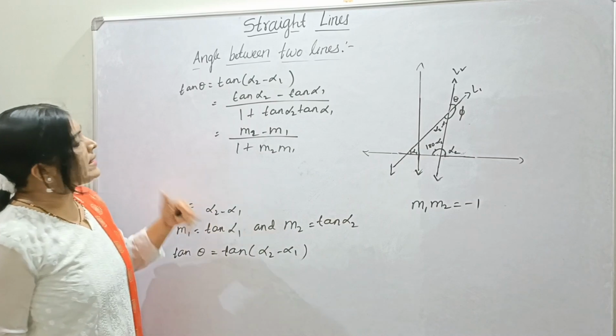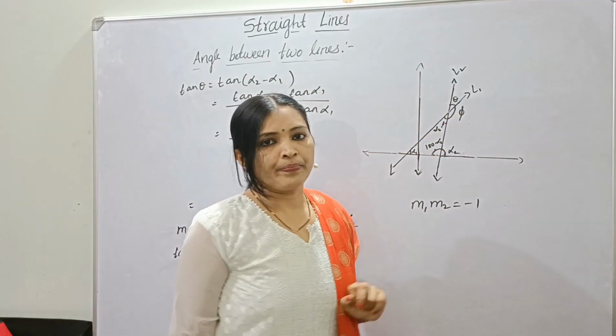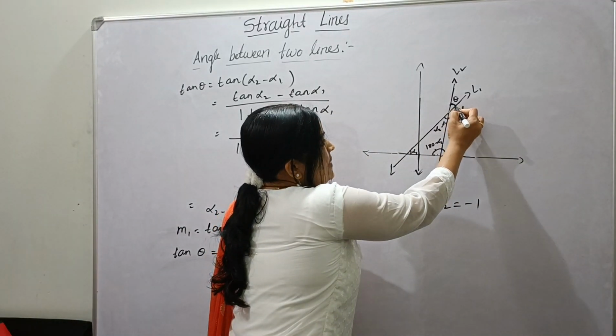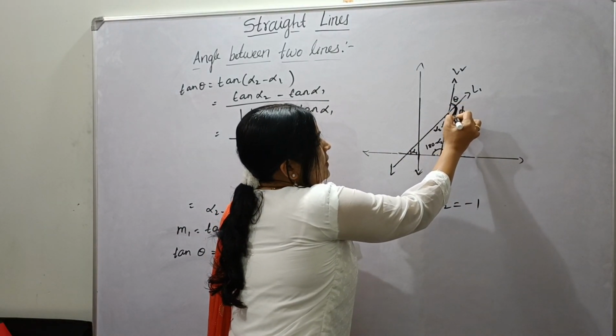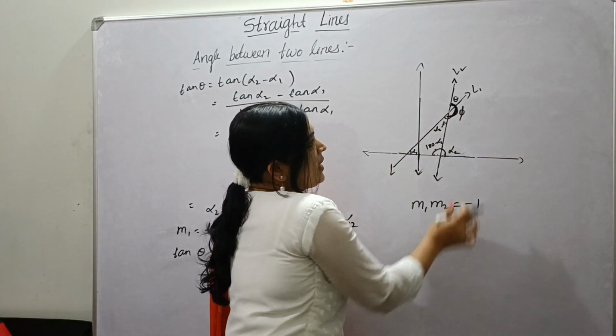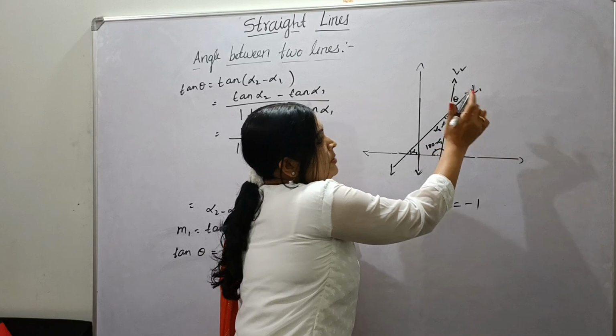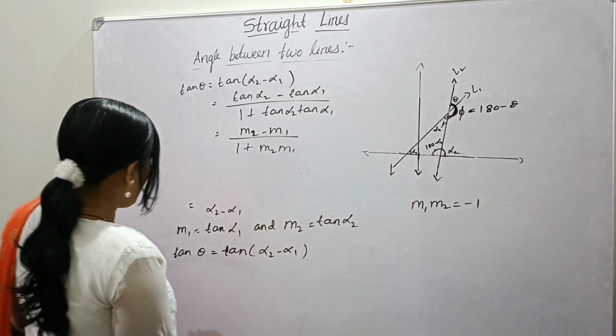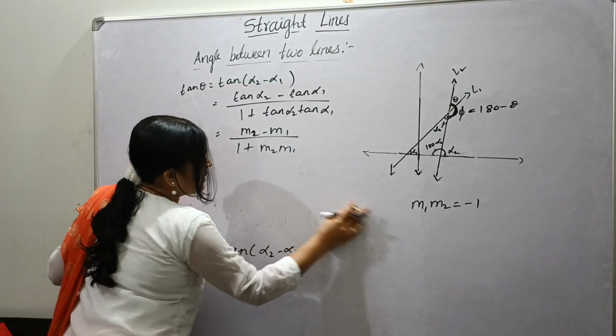Now let us see what is tan phi. Here these two angles are adjacent angles. Together they make a half circle, that is 180 degrees. Therefore, phi is nothing but 180 minus theta. Now, let us find tan phi.